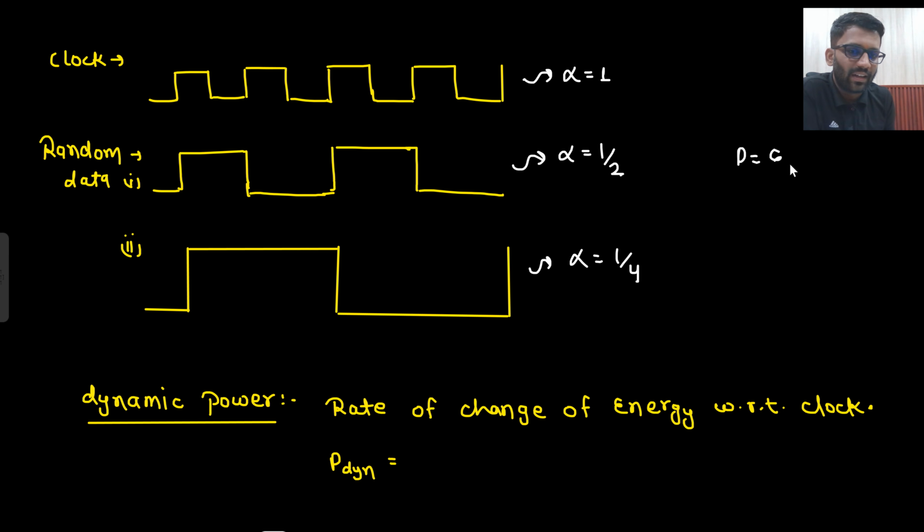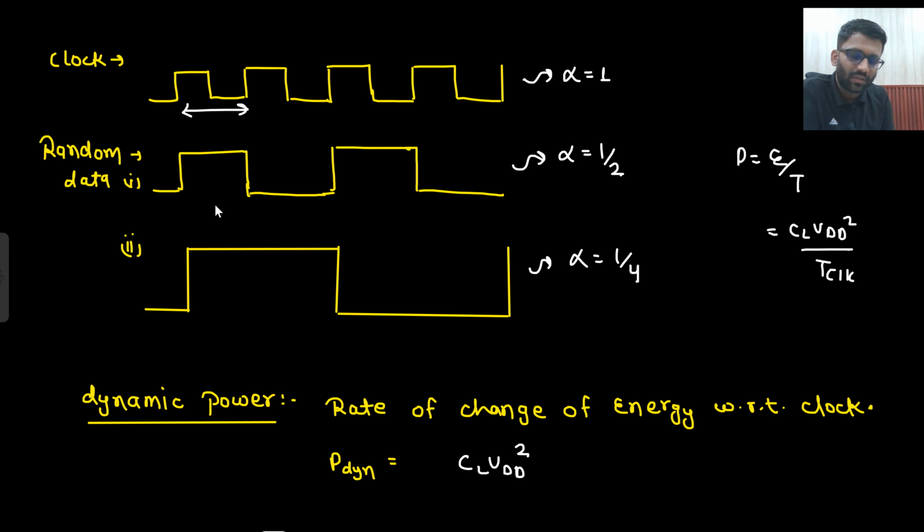Power is actually energy by time period. So in one time period, how much energy is dissipated? CL VDD square. And this is my time period. So this is the energy that is dissipated divided by T clock, so F clock. But that will only work for clock.